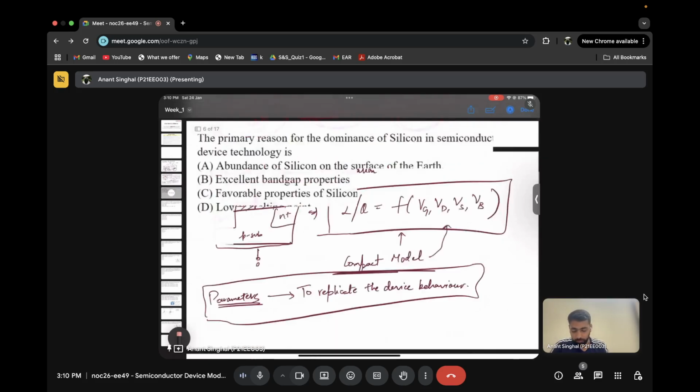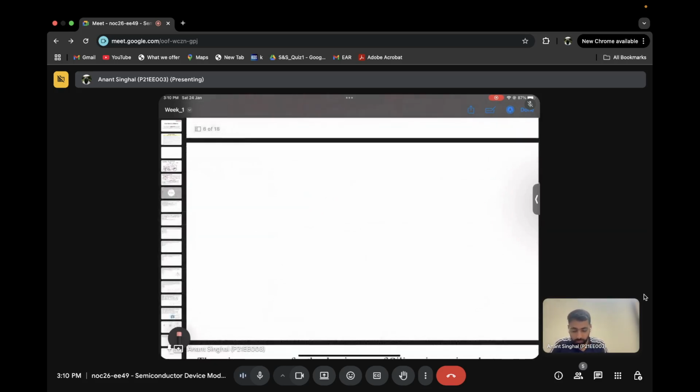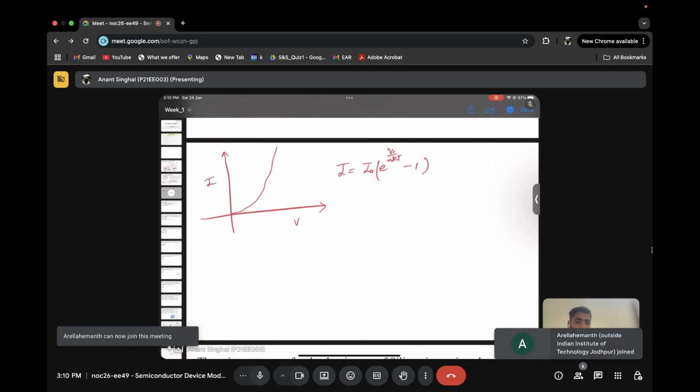Let me give a very basic example too. As I said, this is nothing but a kind of equation. In your class 10, 11, you must have read about the diode, which has a certain IV that is exponential in nature, and we have a very basic equation of the diode, which is I equals I naught times exponential of V by eta kT, minus 1. The making of this equation is nothing but the process called modeling.